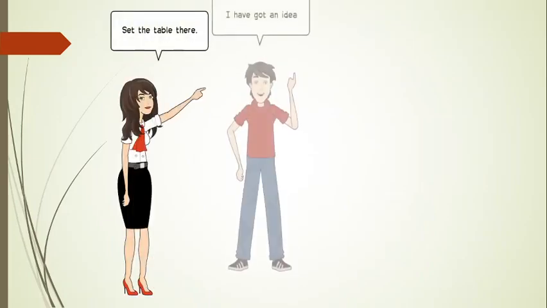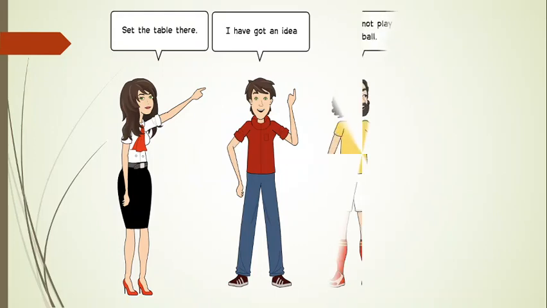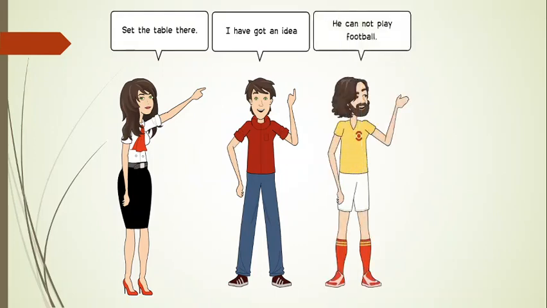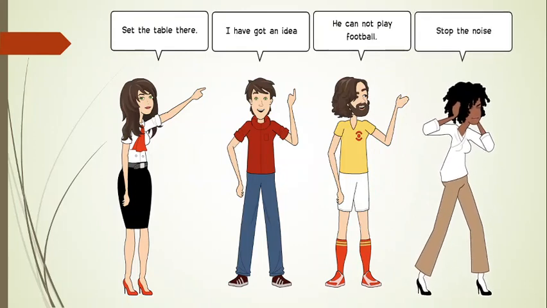Set the table there. I have got an idea. He cannot play football. And the girl is really irritated. She says, stop the noise. Now the verb set comes with the object table. I have got an idea. The object here is an idea. He cannot play football. The verb play takes football as its object. And stop the noise. If we ask stop what, we get the answer the noise. So all these verbs have their own object and can be said to be used transitively.